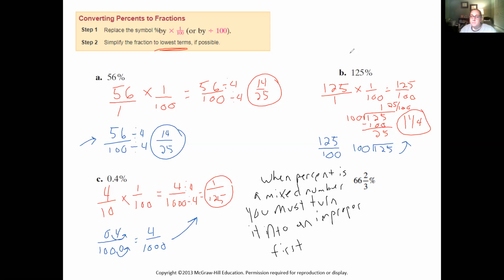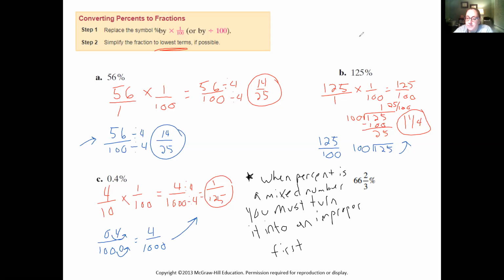Okay, so when the percent is a mixed number, you must turn it into an improper fraction first before you can go any further. The pen that I'm using is really bad, I apologize. You must turn it into an improper fraction first.